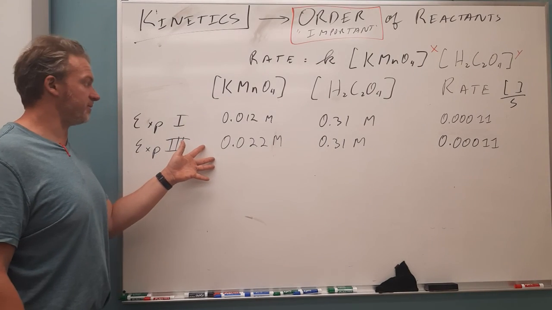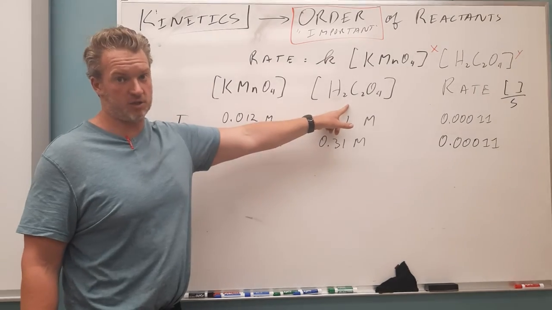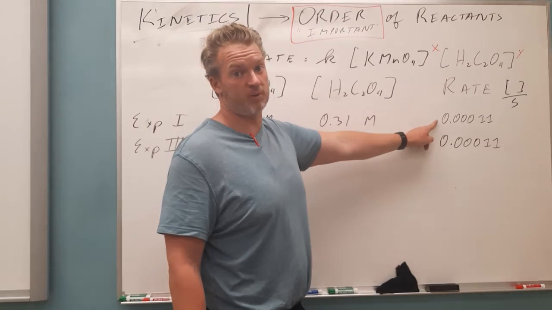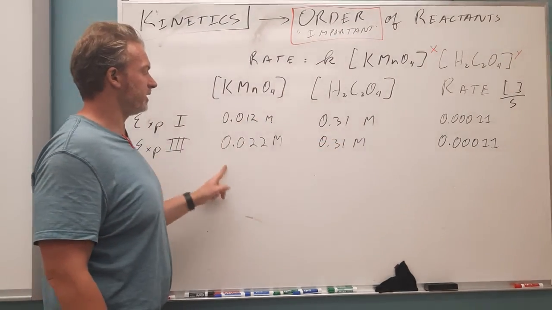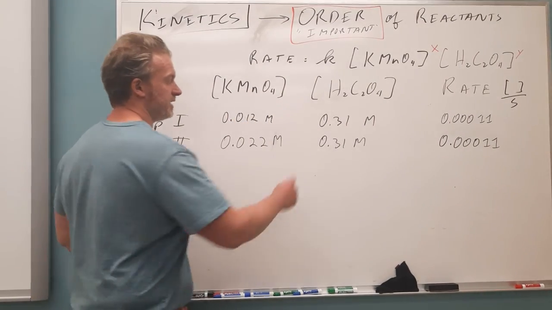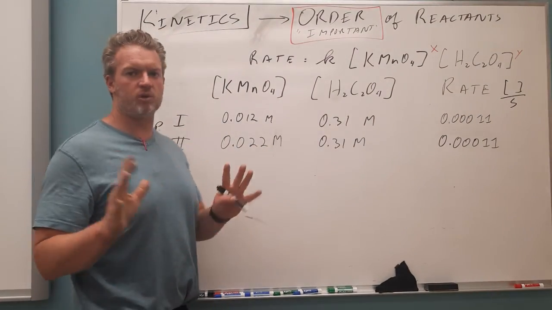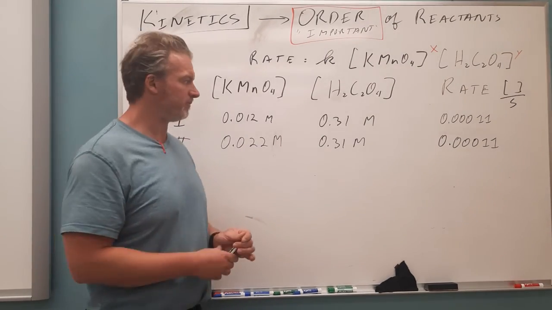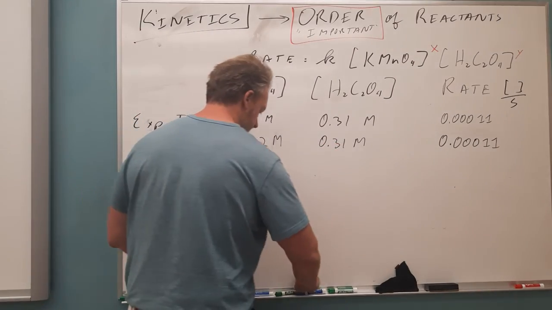Consider these two experiments here. This is the molarity of each reactant at the initial, and this is the rate that each reaction took before it went to completion. The initial molarity for the KMnO4 is changing, and the initial molarity here is identical. When we want to study only one variable, this varies, this stays the same.